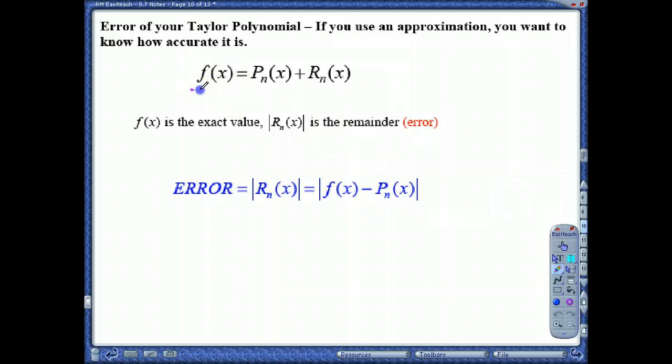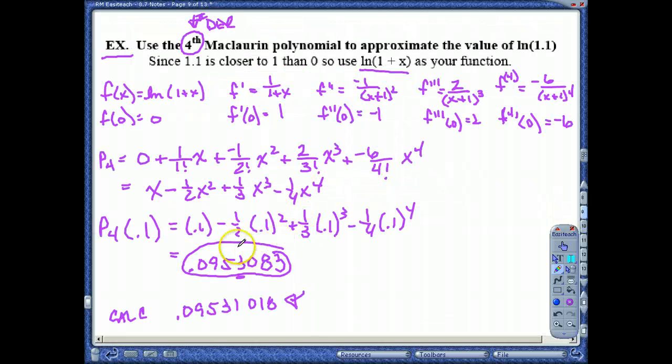Okay, and so this is your original function. This is the function we're approximating. This is our Taylor polynomial. This is the polynomial we are finding to approximate that value. This is the remainder, okay? That is that error. That's how much we're off by. So when I look at that previous question, this was my polynomial, plus some remainder, that's going to give me this exact value.